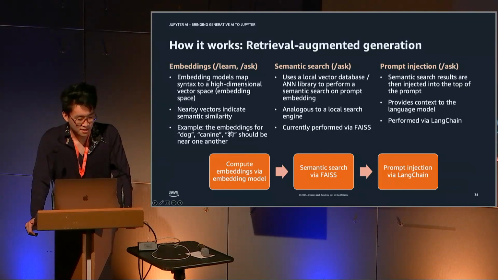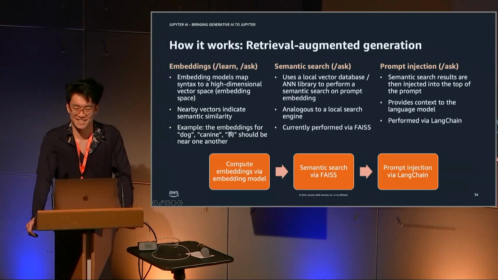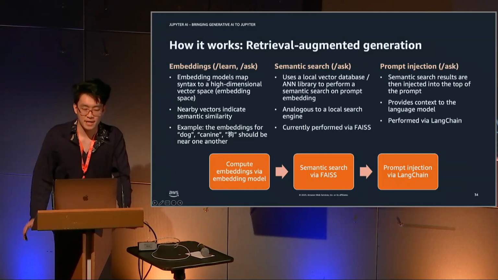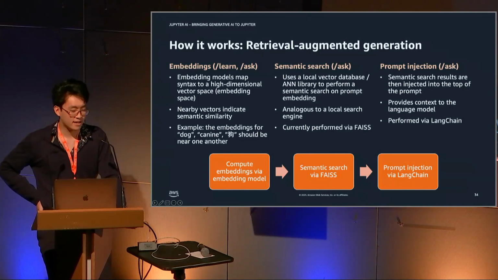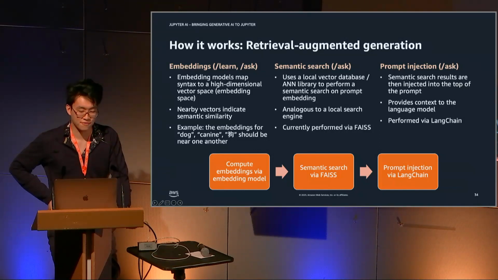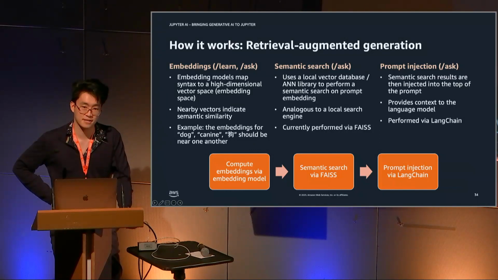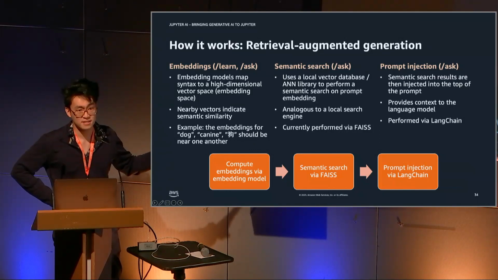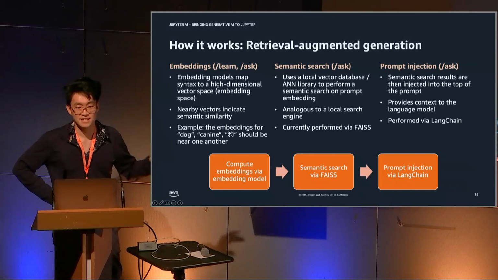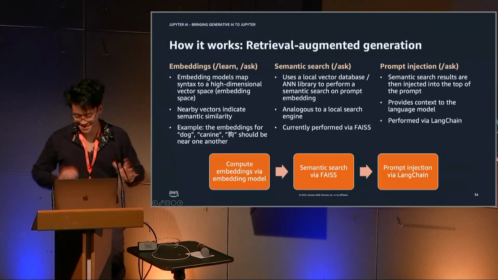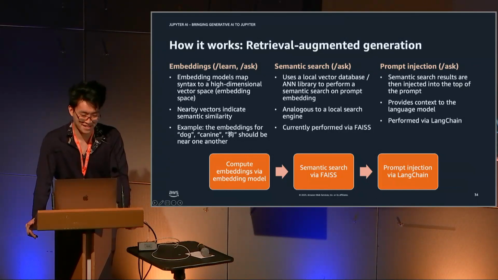So the first step is to compute an embedding via an embedding model. So what are embedding models? That's another phrase that I'm sure a lot of you have heard, but maybe some of you don't know about it. So embedding models basically take syntax and map it to a high-dimensional vector space that we call an embedding space. And within this vector space, nearby vectors indicate semantic similarity. So a lot of words here. I'll break this down even further.